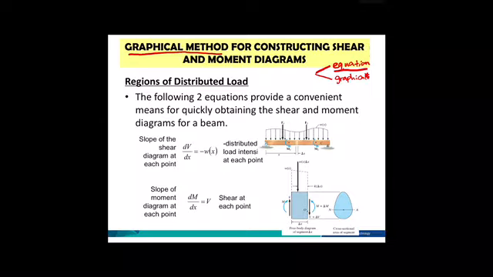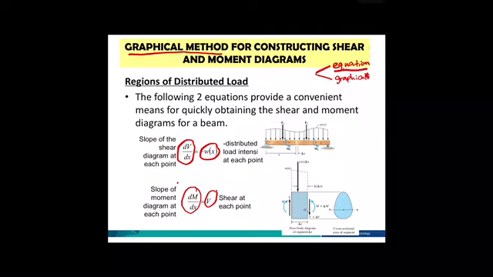Take a look at the graphical method. The following two equations provide a convenient means for quickly obtaining the shear and moment diagram of the beam. The slope of the shear diagram at each point, when you differentiate the shear, then you will get the load at the beam. When you differentiate the moment equation, then you will get the V value.